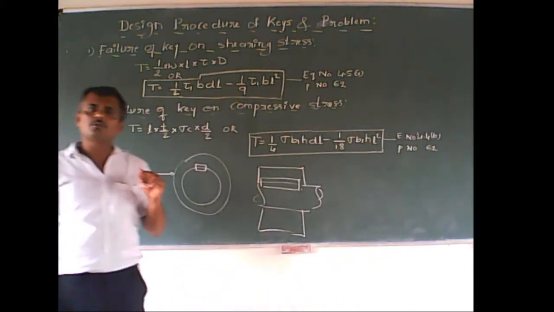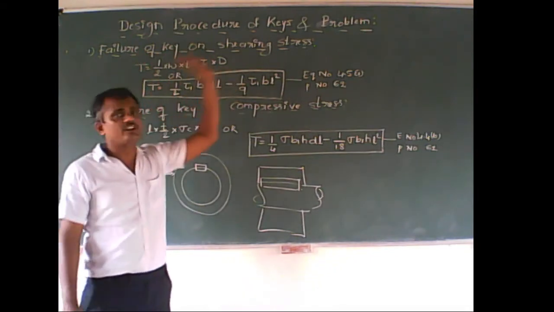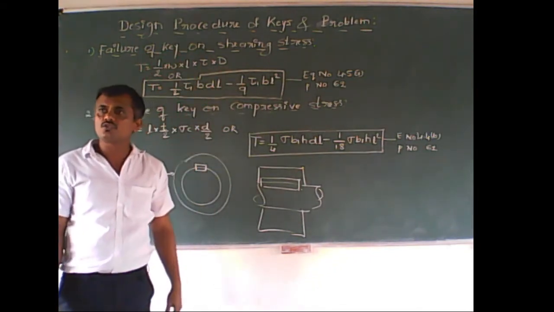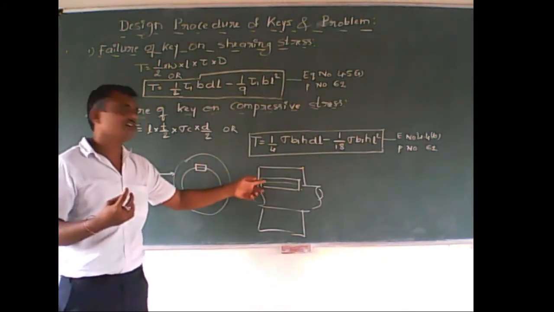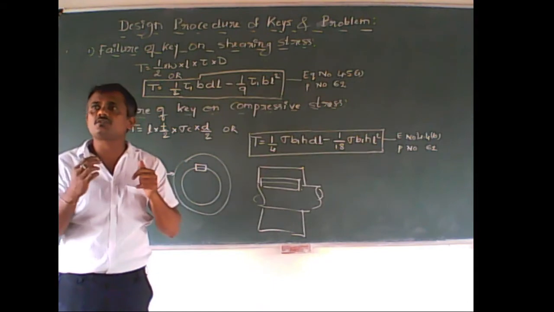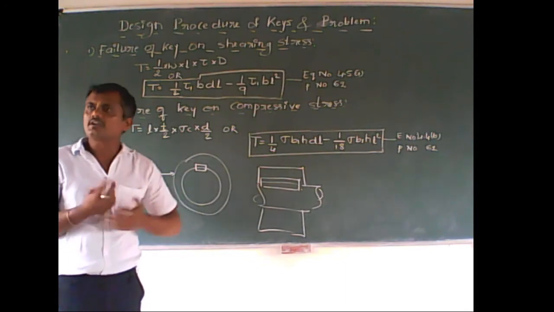Here we have to talk about the design procedure. First case is the key may fail due to shearing stress. The key may fail due to shearing stress. So you can imagine how this key is undergoing a shear. Shear means what? To cut. Shearing is something like to cut it. Okay, so how is it taking place?